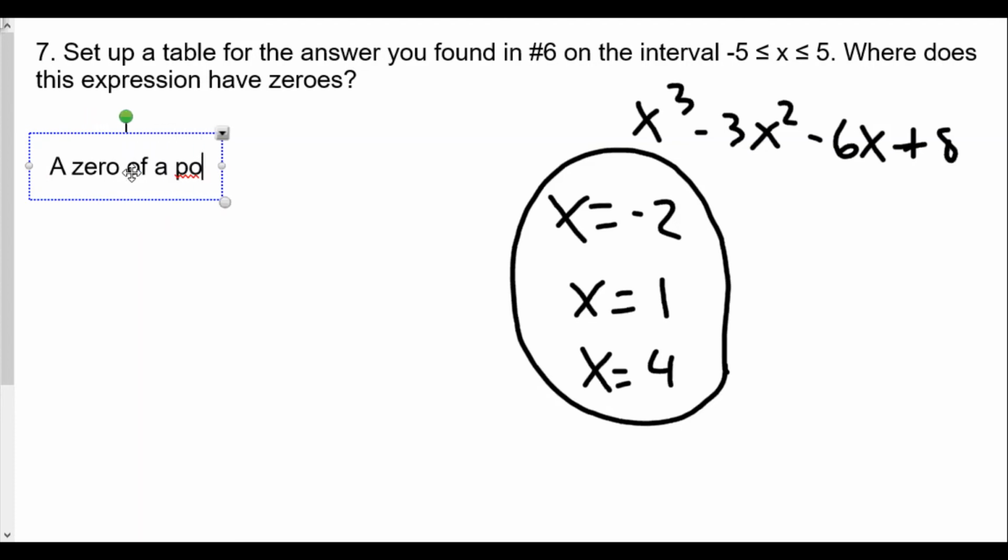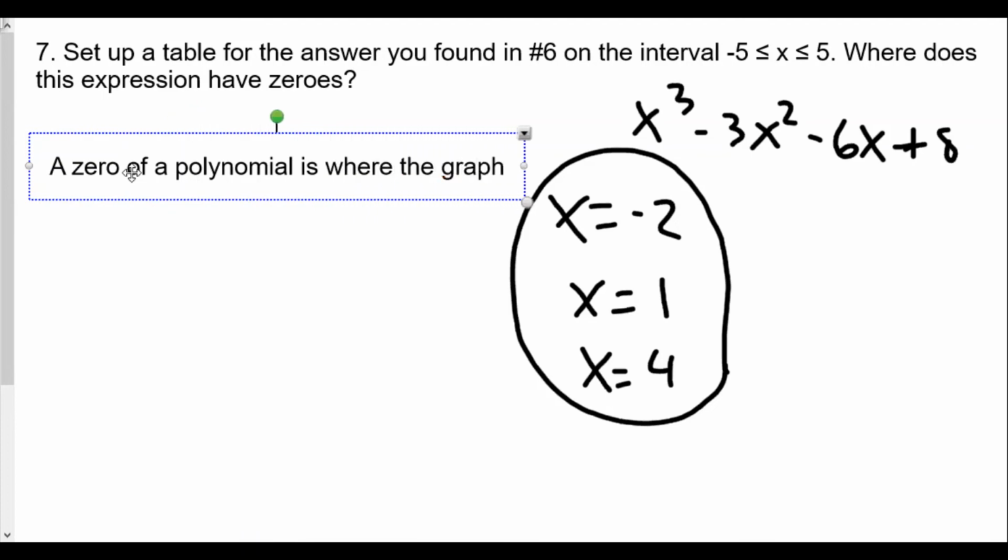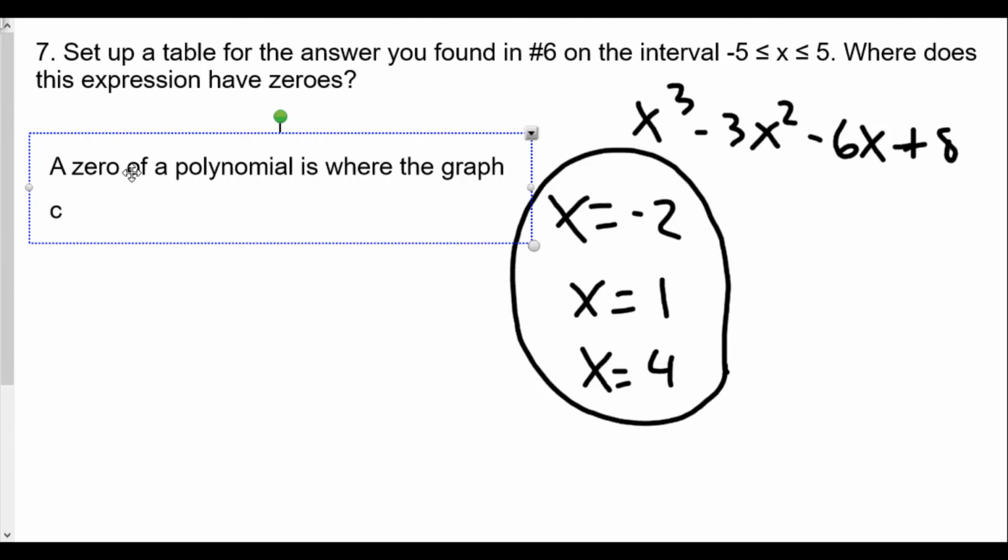of a polynomial is where the graph crosses the x-axis.